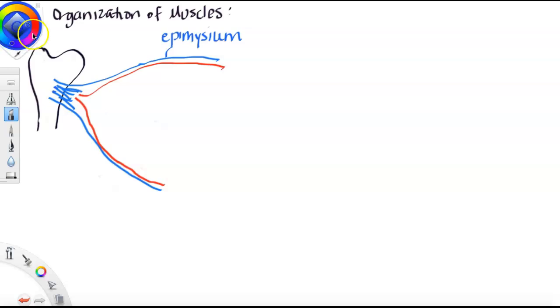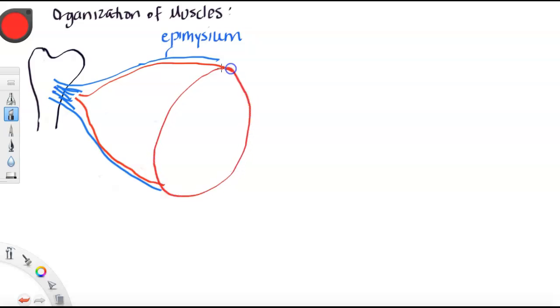So if we take a cross section of this muscle like that, and remember, it's still being surrounded by the epimysium there. Okay? So the whole bulk of the muscle, the whole muscle is made up of muscle cells or muscle fibers.